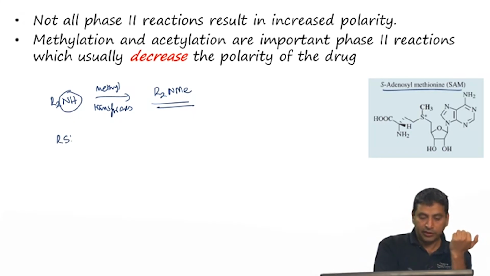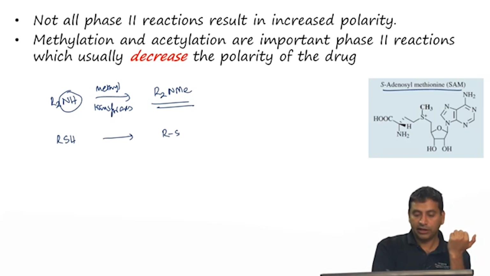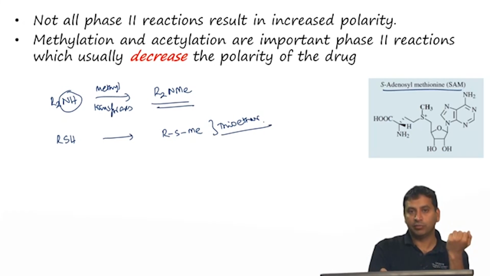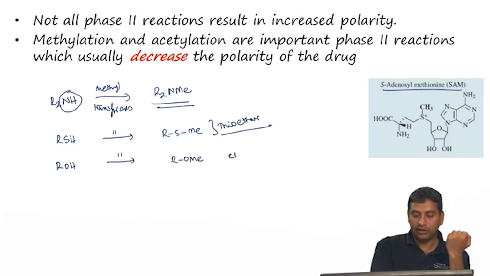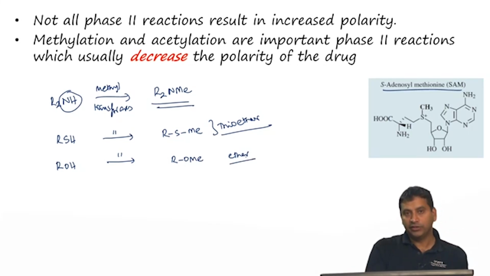The other possibility is thiols undergoing the same reaction to give you RSMe, which is basically a thioether. Okay. And thioether is significantly less polar compared to a thiol. Lastly, you also have the same transformation that could occur with alcohols, and it will form a methyl ether, which is going to again decrease the polarity. So, the answer is not all reactions in phase 1 and phase 2 are going to increase the polarity.